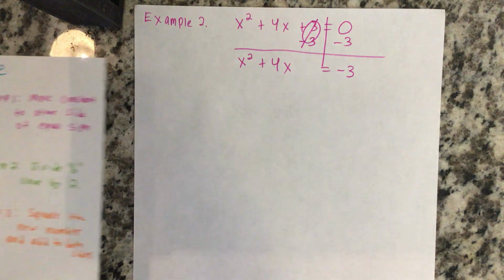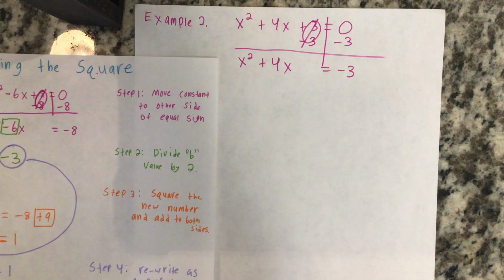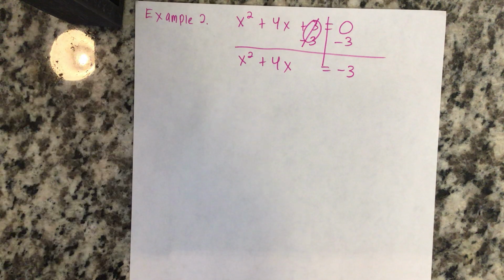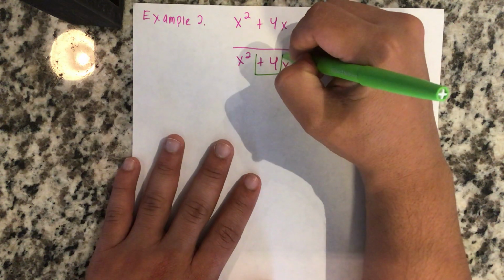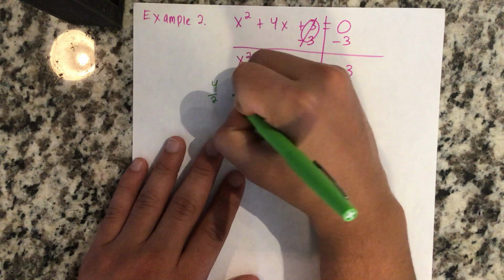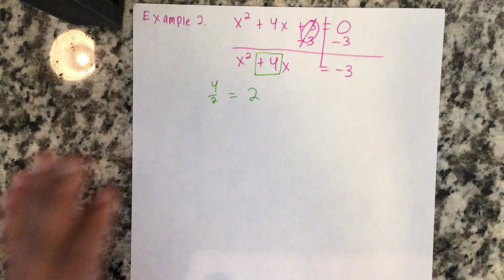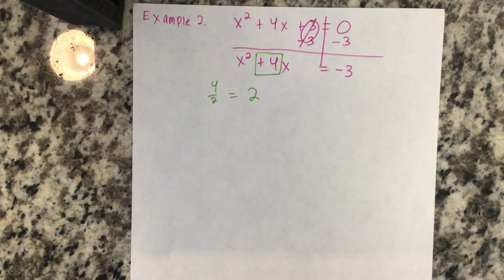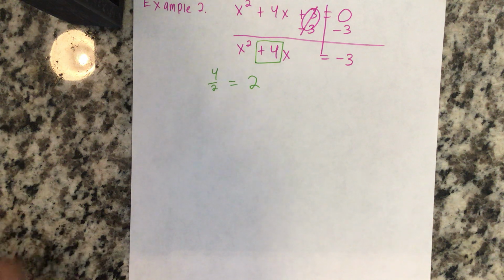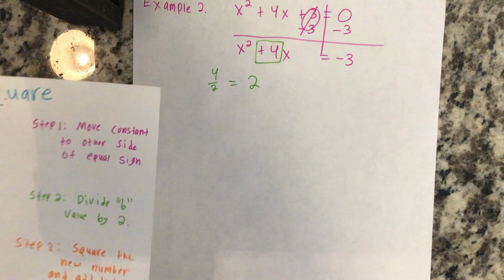Now let's go back to the steps. Step 2, divide the b value by 2. So here the b value is a positive 4 now. So I'm going to take 4 divided by 2, and that gives me 2. And step 2 is done, just like that. Moving right along. Now, step 3.